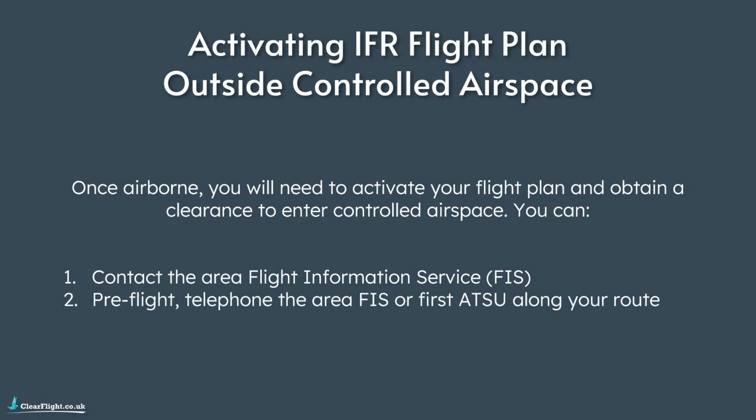You can also pick up the telephone and ring either the area flight information service or the first controlling air traffic service unit that's along your route. It's very unlikely in Europe, nearly impossible in Europe, that you'd ever get a SCORT code or a controlled airspace clearance over the phone before you're airborne.